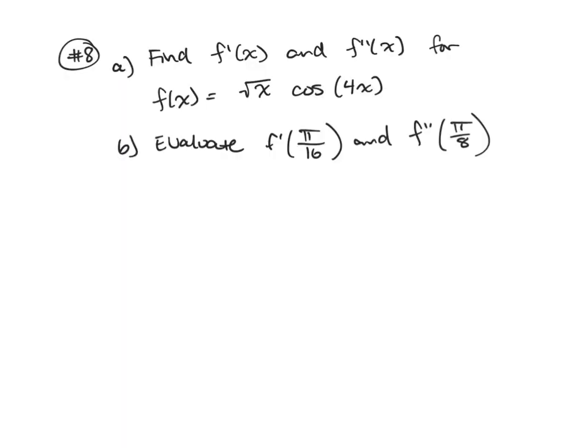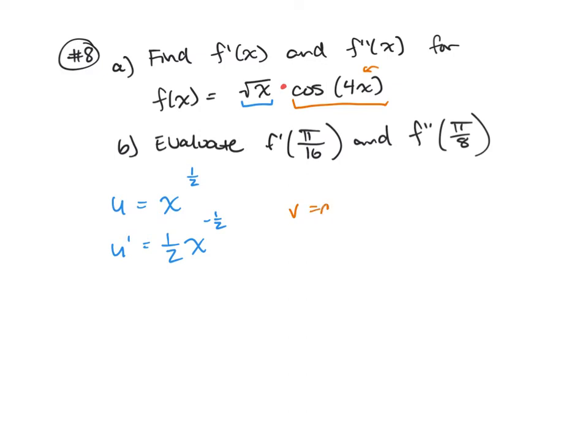Okie doke, for number 8, we're supposed to find the first and second derivative of this function and then evaluate here. So for the first derivative, we're going to need the product rule. We've got this part, and we have this part, and this one is going to need a mini chain rule because of that 4x. So we're going to call u as x to the 1/2, and u prime is 1/2 x to the negative 1/2.